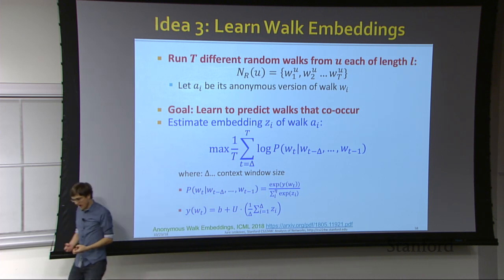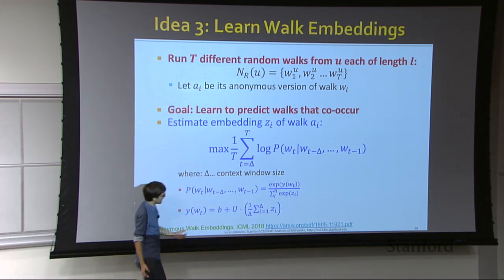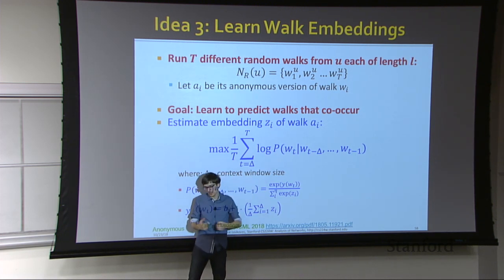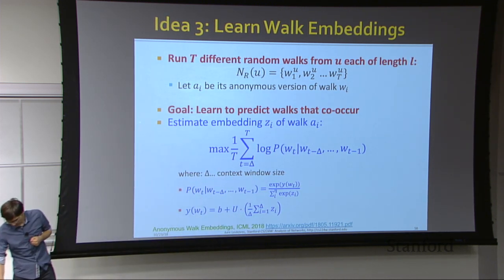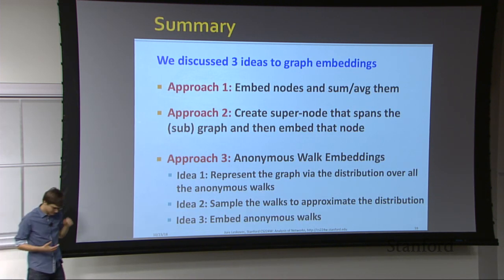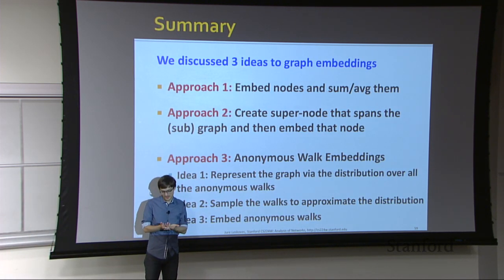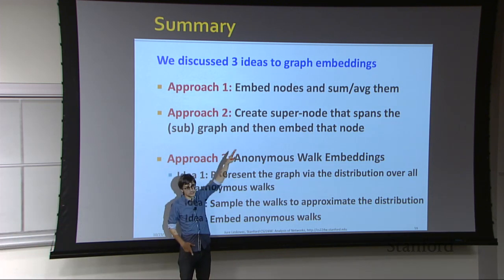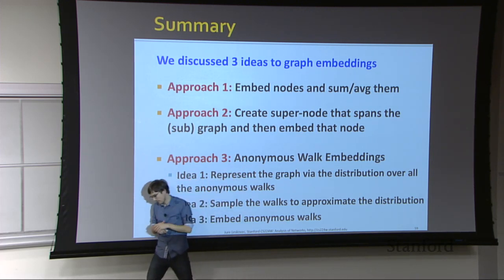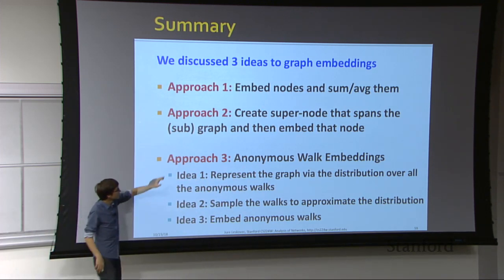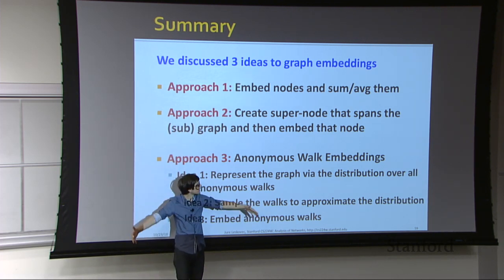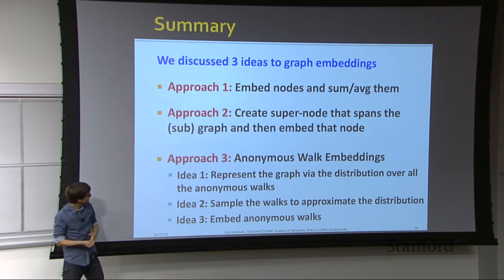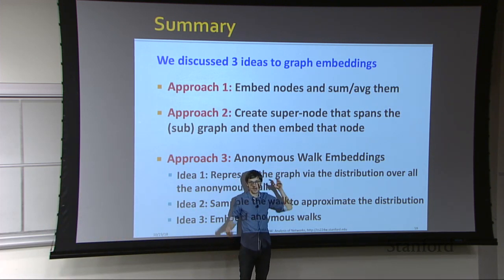I can figure out how to learn the embedding of the corresponding anonymous walks that predicts random walks that tend to co-occur. So let me just summarize. There are generally 3 ideas that I covered. How can you embed entire graphs? You can embed the nodes and then simply sum their coordinates to come up with the embedding of the graph. You can create a supernode that spans the graph and then embed that supernode. That's idea number 2. And then idea number 3 was this idea of anonymous walks.